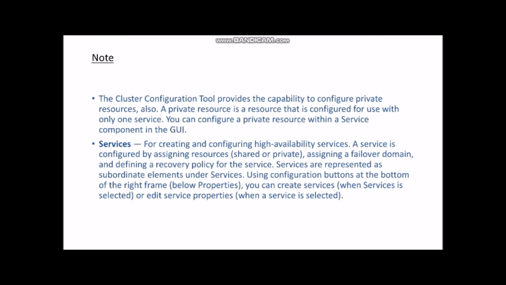For creating and configuring a high availability service, a service is configured by assigning resources, assigning a failover domain, and defining a recovery policy for the service. Resources are represented as subordinate elements under the service. Using the Create a Service button at the bottom of the right frame, you can create a service.